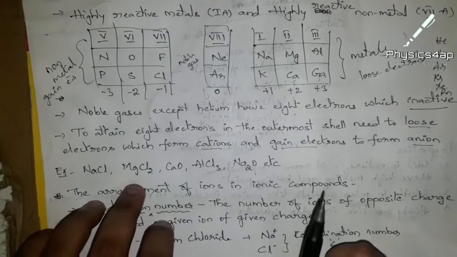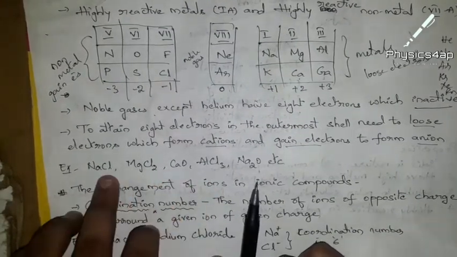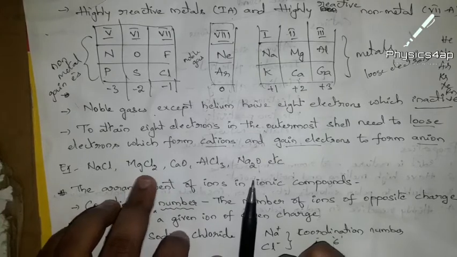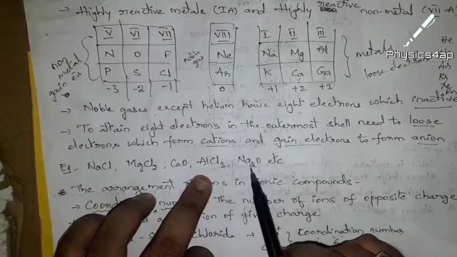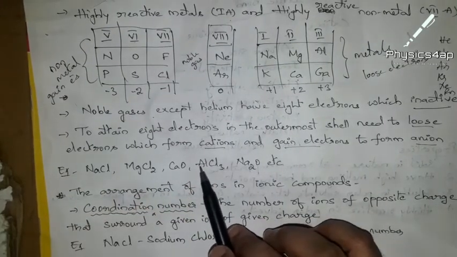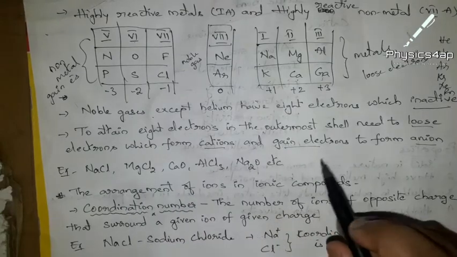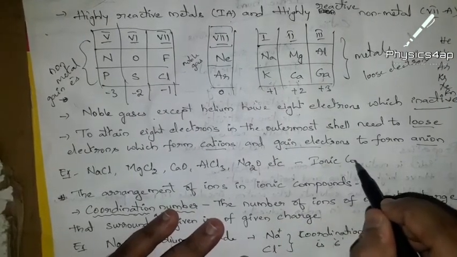So we have some examples of compounds, which are all called ionic compounds, like sodium chloride, magnesium chloride, calcium oxide, aluminum chloride, and sodium oxide. So these are all examples of ionic bonds, and these are all called ionic compounds.